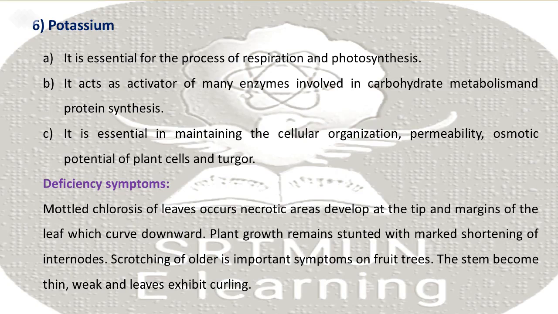Deficiency symptoms. Mottled chlorosis of leaves occurs. Necrotic areas develop at the tip and margins of the leaf, which curve downwards. The plant remains stunted with marked shortening of internodes. Shedding of older leaves is an important symptom in fruit trees. The stem becomes thin and weak, and leaves lose their coloring.